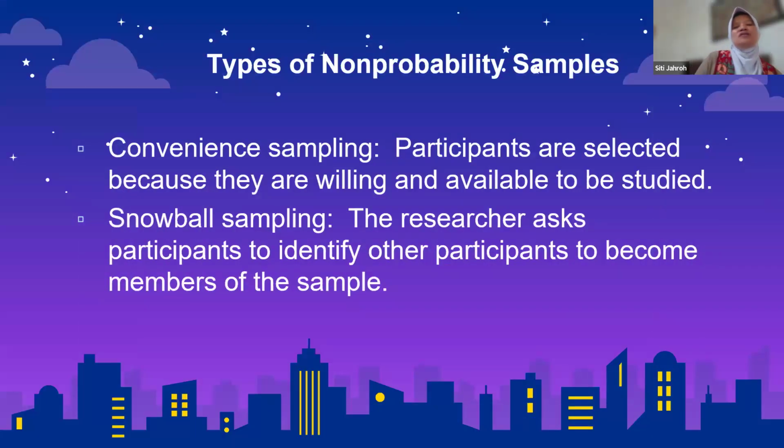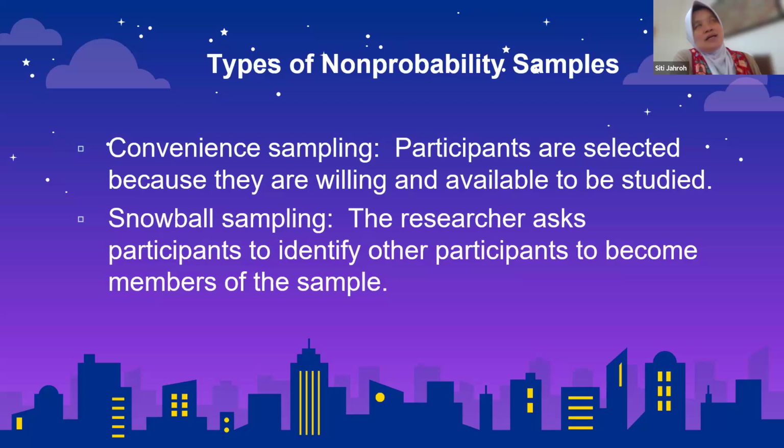Okay, and then for non-probability sampling, in this book we use convenience sampling. Participants are selected because they are willing and available to be studied. So it's the simpler one. It's convenient and practical.